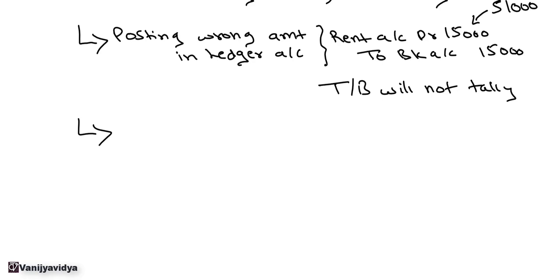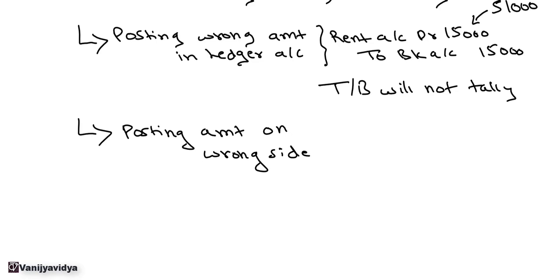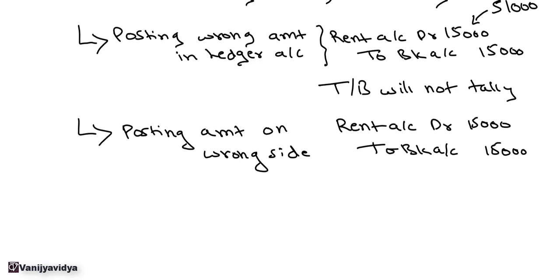Next, posting amount on the wrong side. So what happens, again we will take the same example here, rent account debit to bank account. So now here what has happened is, entry is 15,000. Now in this case, what has happened is, posting amount on the wrong side.